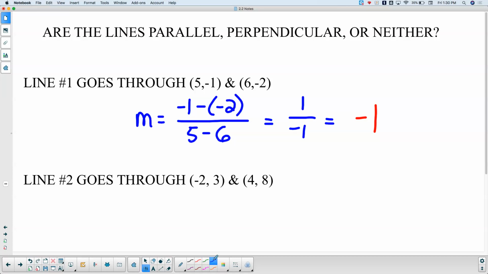Line number 2. What's the slope of line number 2? He said -5 over -6. 5 over 6, because negative divided by negative is positive, right? Okay.